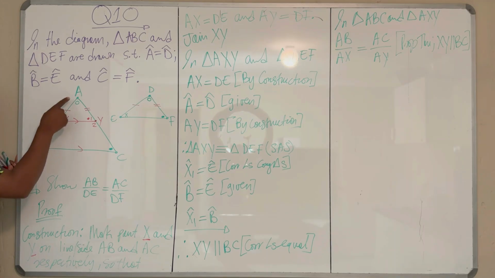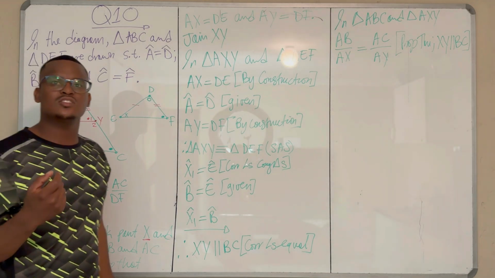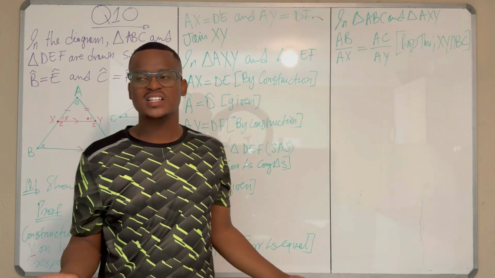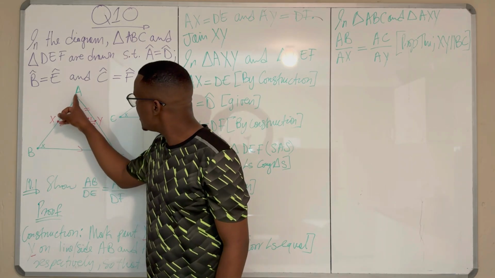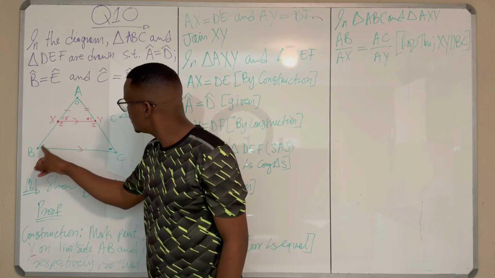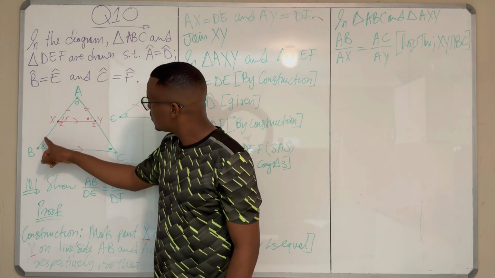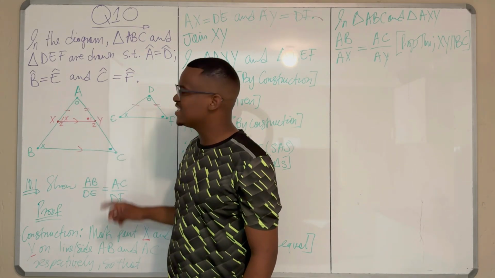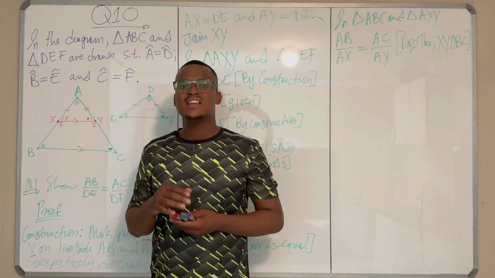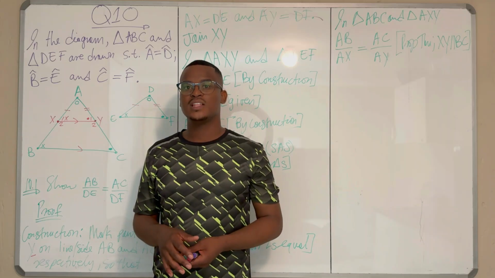So in that case, your AB over AX should be the same as AC over AY, as long as you take the ratio of the same parts. They should come out the same. Even if you say AX over XB is the same as AY over YC, or XB over AB is the same as YC over AC, as long as you are consistent in taking the ratios of the same parts, the ratio should be the same.